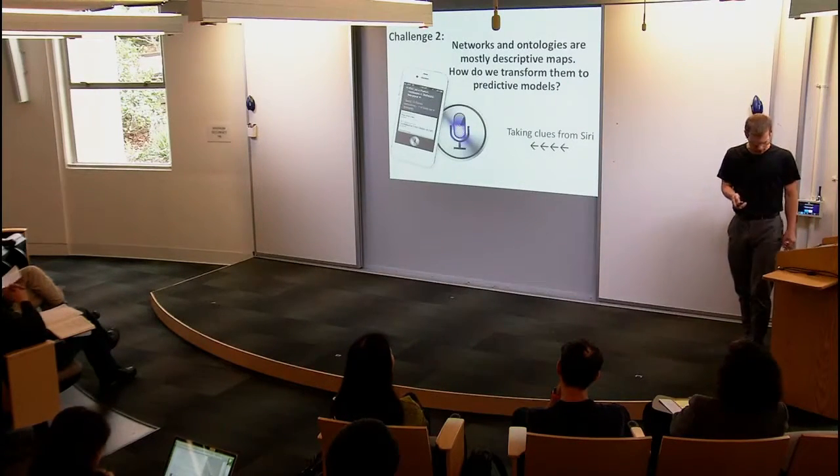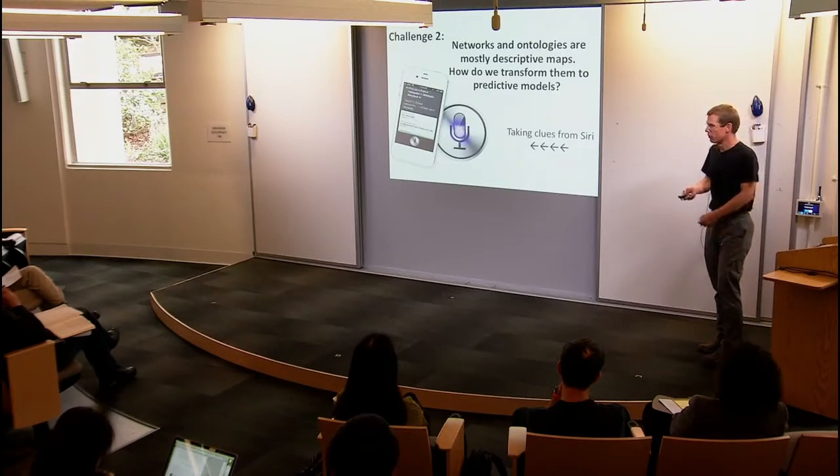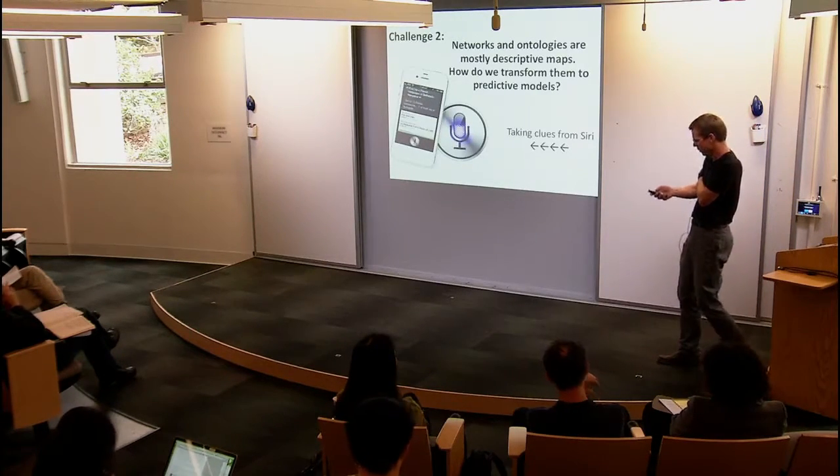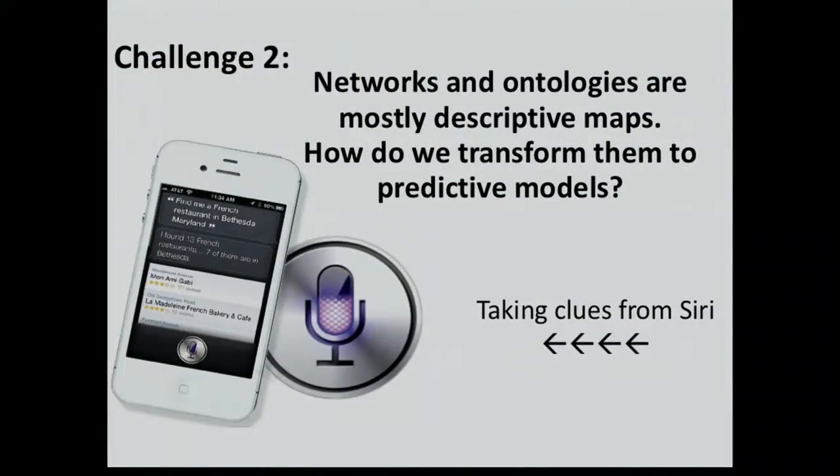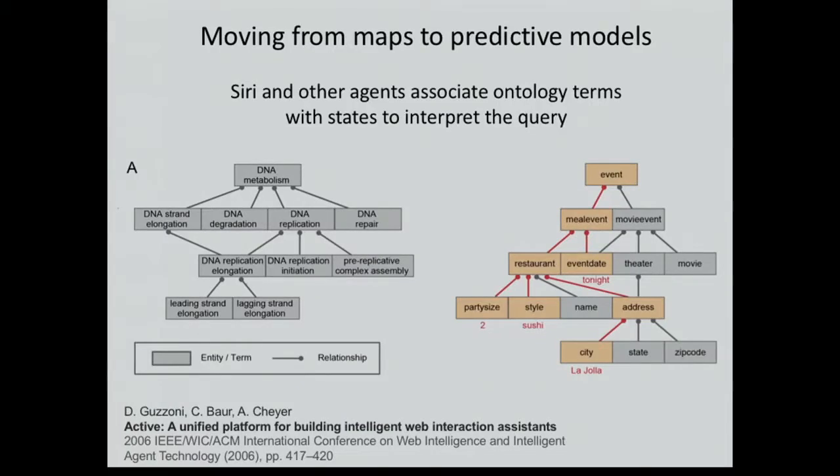Okay, so let me now, in the last, say, 15 or so minutes, flip to this second challenge that I mentioned, and this is Mike Yu's projects, which is that networks and ontologies are mostly descriptive maps. Certainly GO has been used in all sorts of predictions, but there's nothing inherent about GO or the GO structure that's predictive. That's the point.